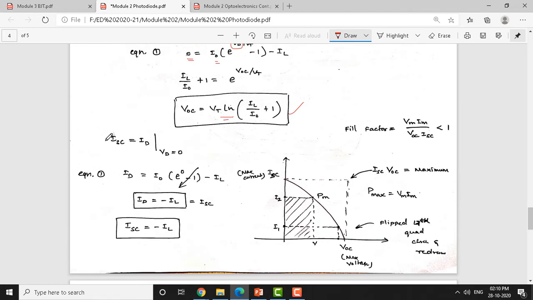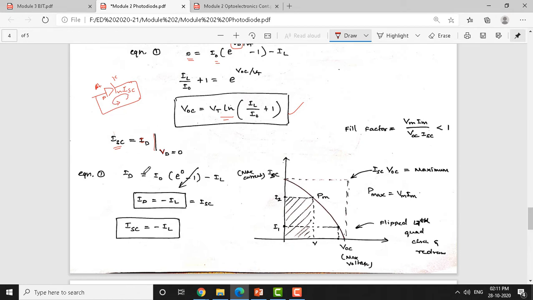Next, to calculate the short circuit current, you must make the voltage 0. So the short circuit current ISC will be equal to I under the condition Vd is equal to 0. When you maintain a short circuit across this photodiode, the current flowing through it flows from N to P. So the current is in this direction, and this current is nothing but ISC. This is the anode and this is the cathode. In terms of semiconductor, this is the P type and this is the N type. In a photodiode you must always operate in reverse bias, therefore current flows from N to P.